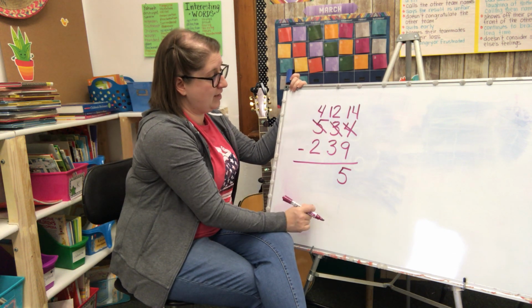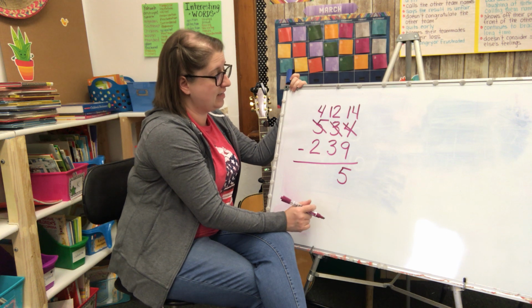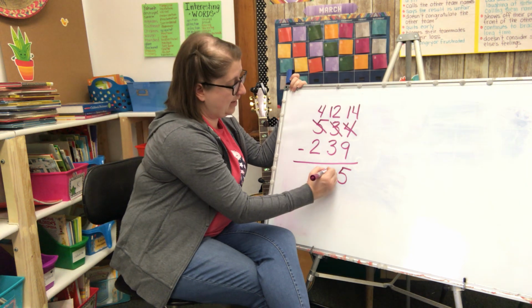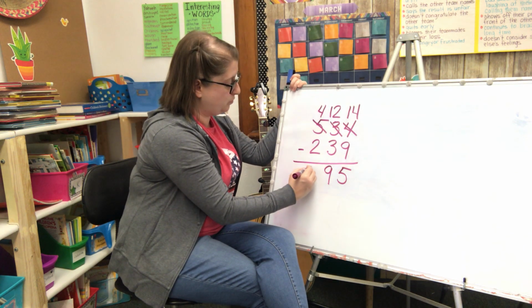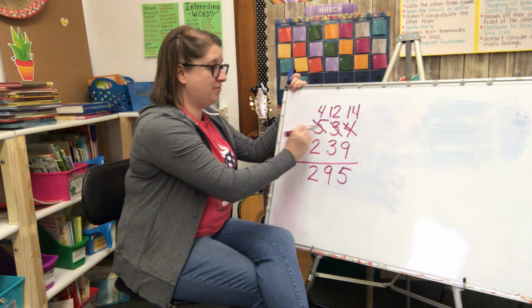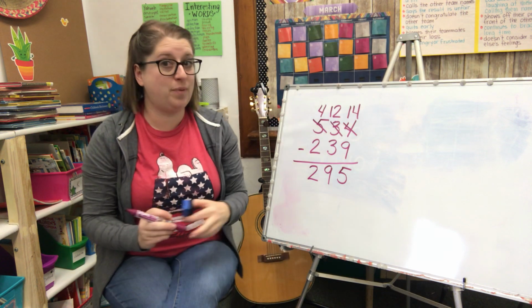12 minus 3 is 9, and 4 minus 2 is 2. Good. So we might have to rename more than once, so make sure you pay attention.